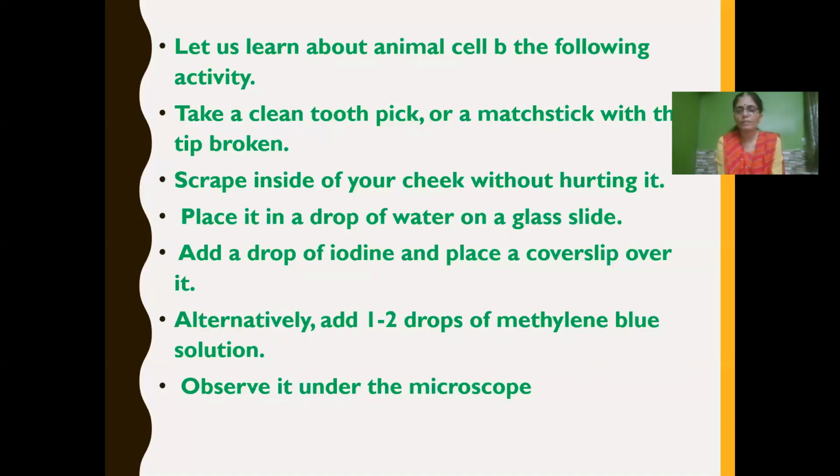Now here, what animal cell, how can we observe? From our cheek cell only. Slightly scrape the inside of the cheek with a toothpick without hurting, then place it on a glass slide with a drop of water, then add a drop of iodine and place a cover slip over it. While putting on the cover slip, we have to be very careful that no air bubbles are trapped inside it. The same way, instead of iodine, we can add 1 to 2 drops of methylene blue solution also. Now observe it under the microscope.